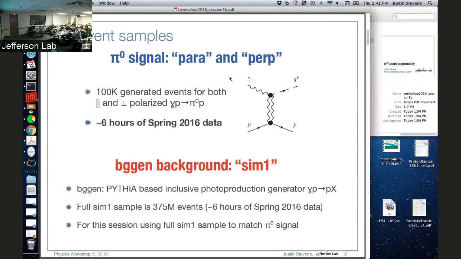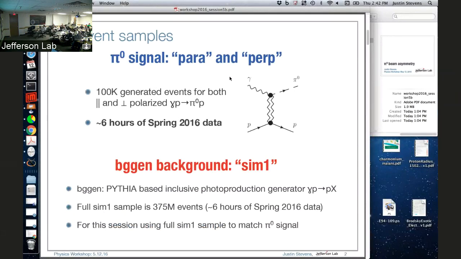So this is, if you saw Janu's talk at the collaboration meeting, she was looking at this channel where you have photoproduction of pi zeros, and so we're looking at 100,000 generated events. Here, because we're looking at this asymmetry, it's important to have both the para and the perp polarization orientations, and if you're still wondering what those are, I'm going to have a couple slides to try to explain that.